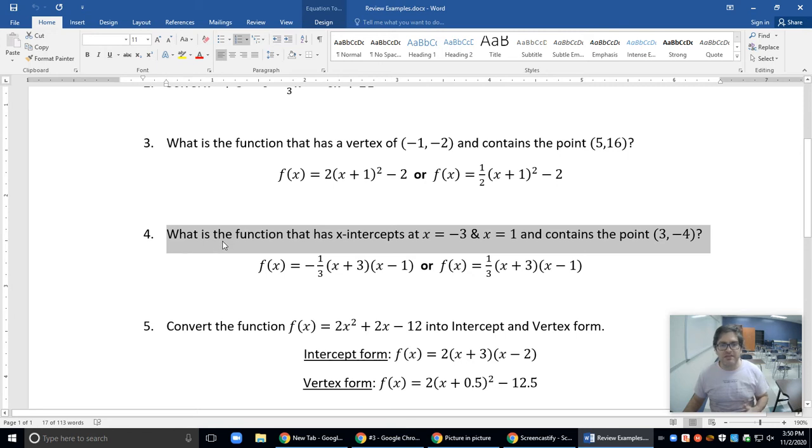Okay, so here's another very similar type of example. What's the function that has x-intercepts at x equals -3 and x equals 1 and contains the point 3, -4? Graph your answer choices and need to contain all three of those points that are given to you. Very often you'll have answer choices that will contain one or two of them. So you need to check and make sure that it has all three.